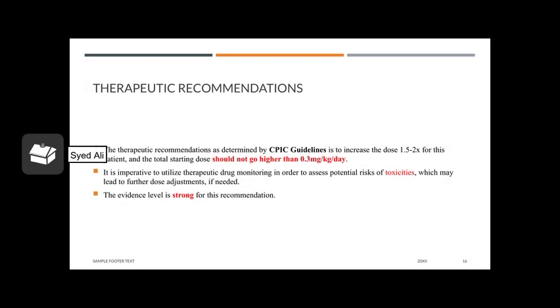Lastly, now I will be talking about the therapeutic recommendations for this patient. The therapeutic recommendations, as determined by CPIC guidelines, are to increase the dose 1.5 to 2 times for this patient, and the total starting dose should not go higher than 0.3 milligrams per kilogram per day. Furthermore, it is imperative to utilize therapeutic drug monitoring in order to assess potential risks of toxicities, which may lead to further dose adjustments if needed. The evidence level is strong for this recommendation.